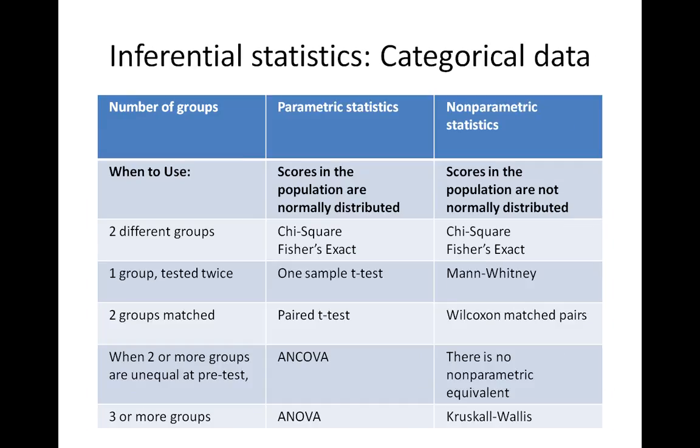Now, you may have categorical data. Remember, categorical data is pass-fail or low income, higher income, or 3 different levels. It's like ranks. And so in that case, you see here the different tests that you would use depending on whether the scores in the population are normally distributed or the scores in the population are not normally distributed.